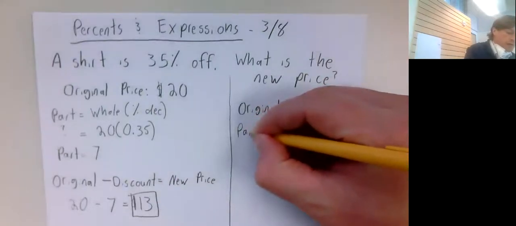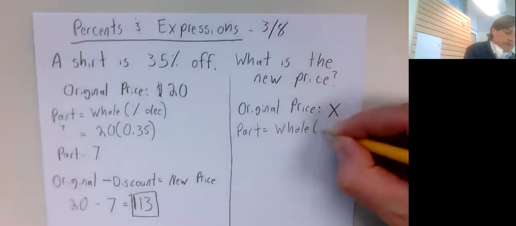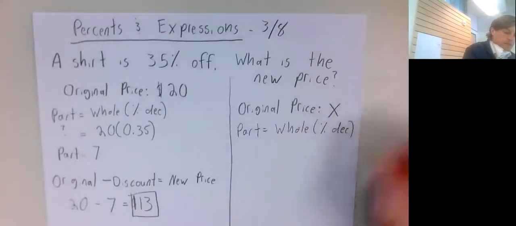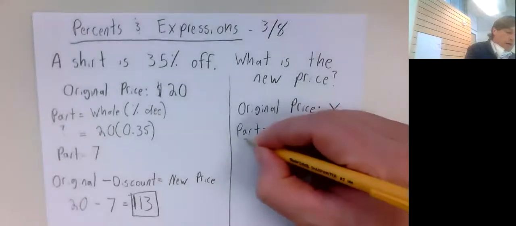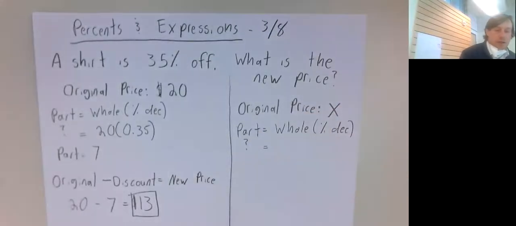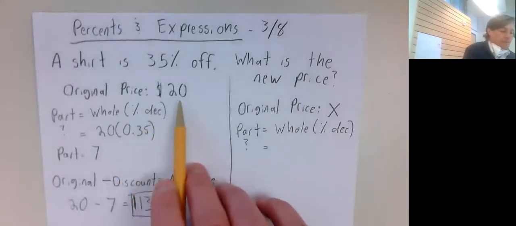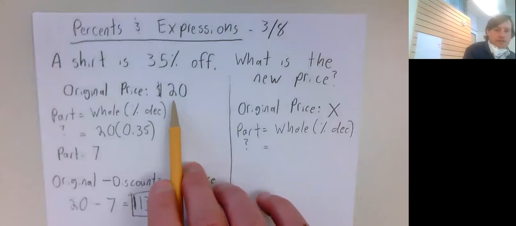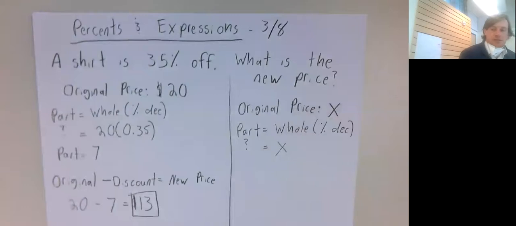We're going to say part equals whole times percent as a decimal, just like what we did over here. We're looking for the part, so that's what we're solving for. And I'm using the question mark because X we're already going to use on the other side. What's the whole going to be? What are we going to put in place for the whole? Well, over here, we put 20 in because that was the original price. The original price here is going to be X, so I'm going to leave that as X. It could be anything. It could be $5, it could be $20, it could be $100.